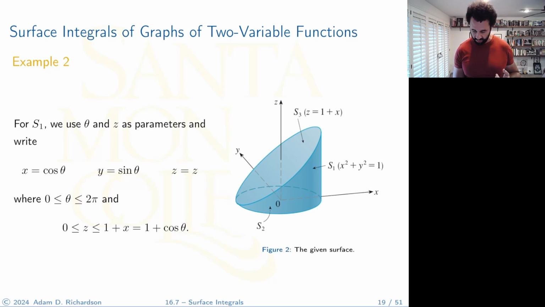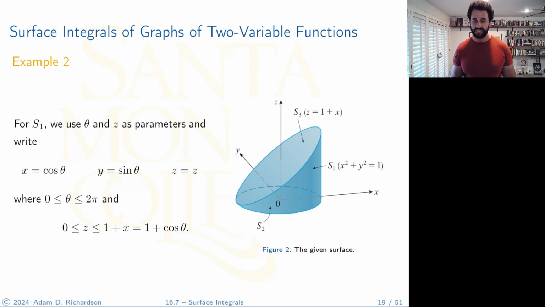So let's focus on S1 first. S1 is the sides of this figure that you can see here. And because this figure is naturally parameterized using cylindrical coordinates, we'll use cylindrical coordinates. So x equals cosine theta, y equals sine theta, and z is just equal to z. In this case, the radius is 1. Theta is going to go from 0 to 2 pi.